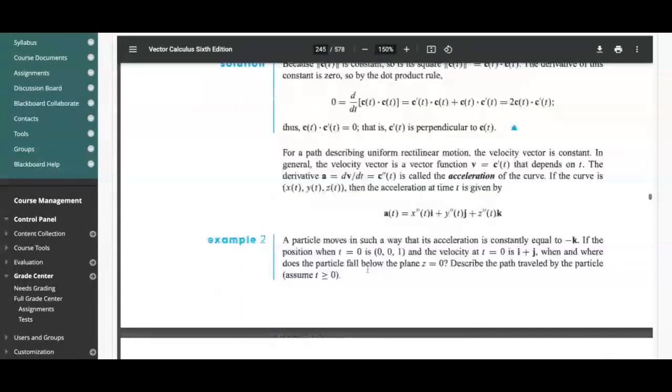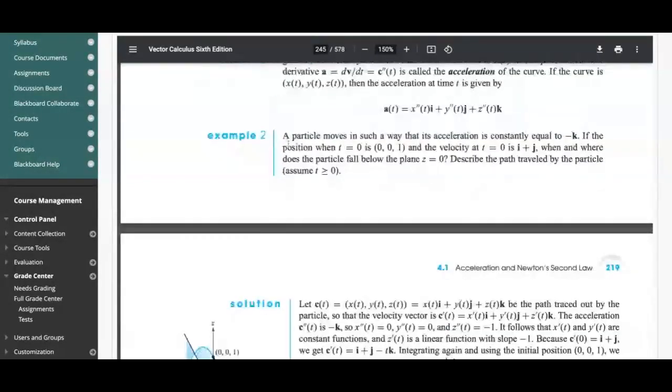So let's see example 2. A particle moves in such a way that its acceleration is constantly equal to negative k. If the position when t is 0 is this position, and the velocity at t equals 0, so c prime of t, is this. When and where does the particle fall below the plane z equals 0? Describe the path traveled by the particle.